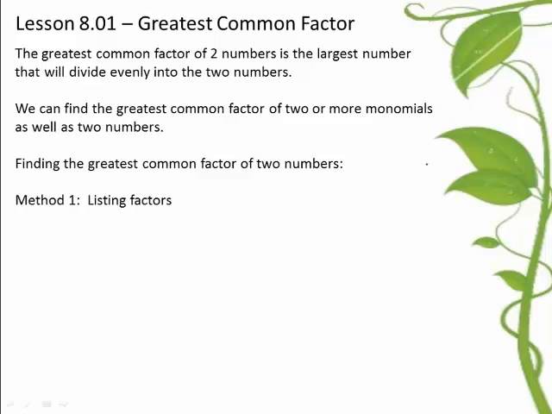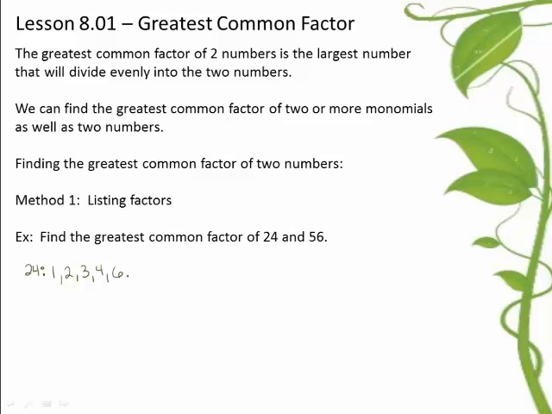The first method is to list the factors. So if we find the greatest common factor of 24 and 56, we first list 24. 1 will divide into it, 2 will divide into it, 3, 4, not 5, 6, not 7, 8, not 9, not 10, not 11, 12, and 24.